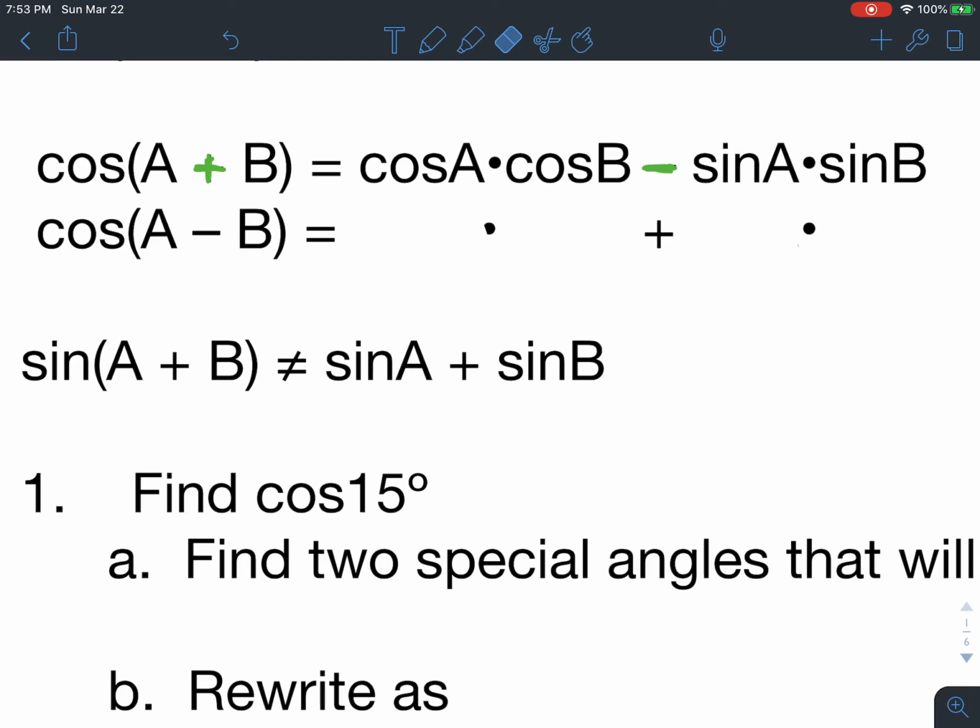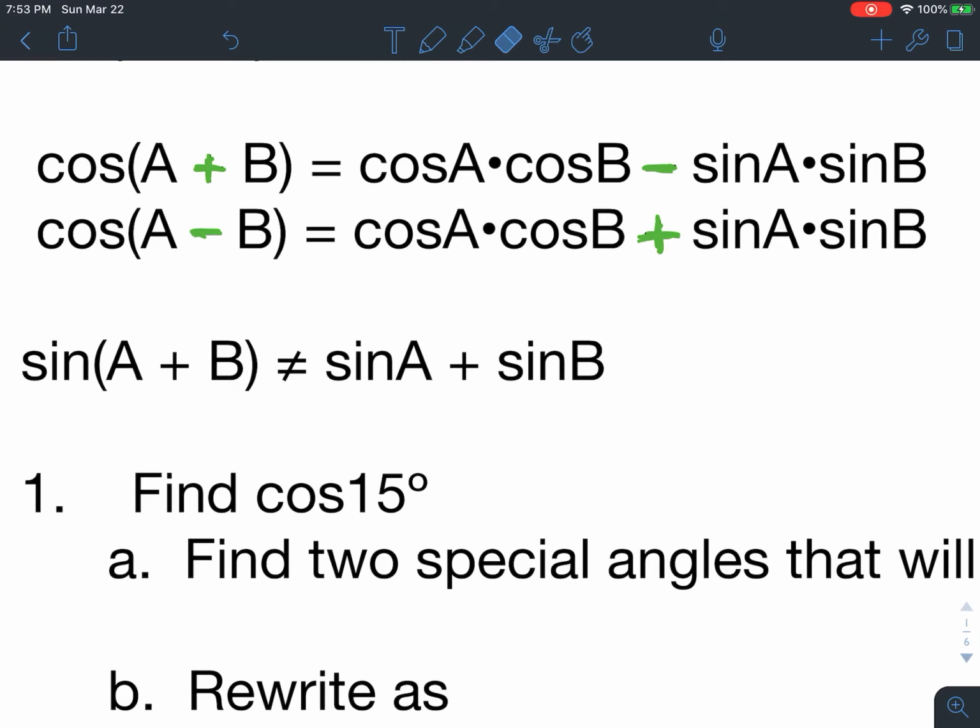And likewise, when you have cosine A minus B, the formula is the same, cosine A times cosine B, but the sign switches. So now, when it's cosine A minus B, you need to use a plus in the formula. But as you see, the rest of the formula is the same.